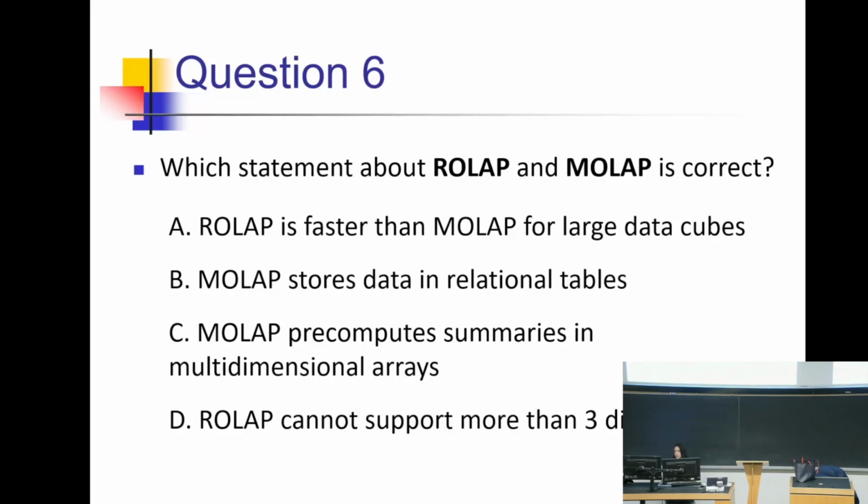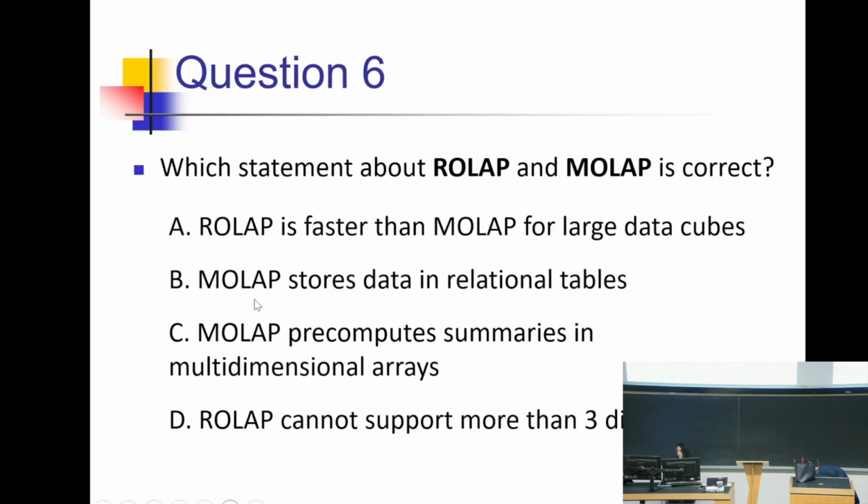The first option is ROLAP is faster than MOLAP for large data cubes. So MOLAP is generally faster. Okay, it's generally faster because the data is pre-aggregated and summarized, right? Also with ROLAP, we are not using cubes, we have relational tables. So MOLAP is faster because we are using data cubes, and the data is pre-aggregated and summarized in the cube format.